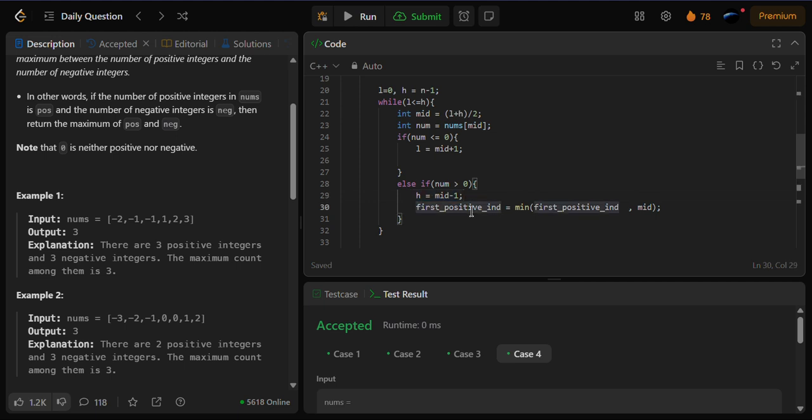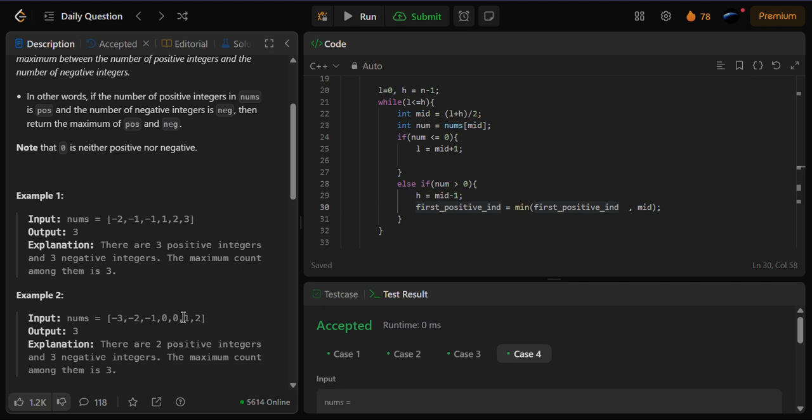There is also a possibility that now this is my positive index, right? I'm at a number which is positive. So it can be that this is my first positive index and all numbers to the left of this number are either zeros or negatives. So it will be the minimum of my first positive index and my current index which is mid. Why minimum? Because I'm assuming that currently I have no positive numbers. So my index is at this position, after this 2, which is n. So it will be the minimum of n and the current index.